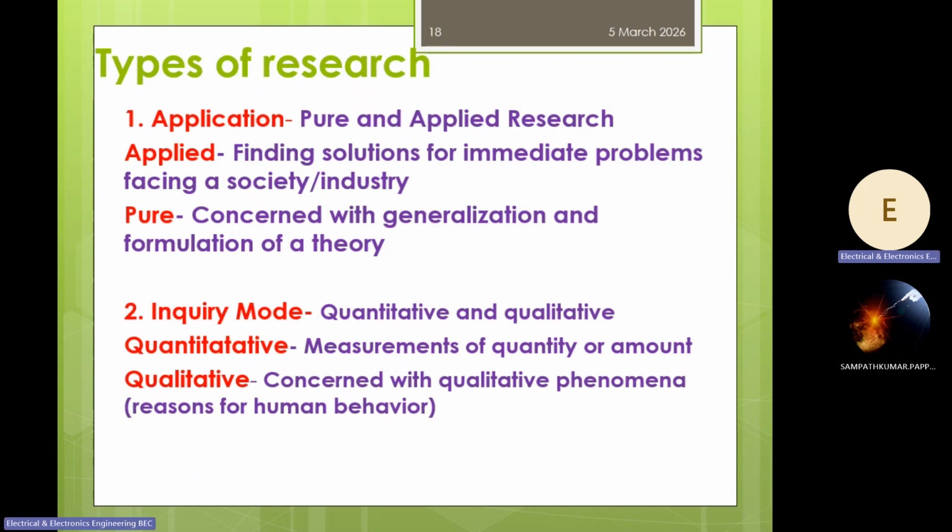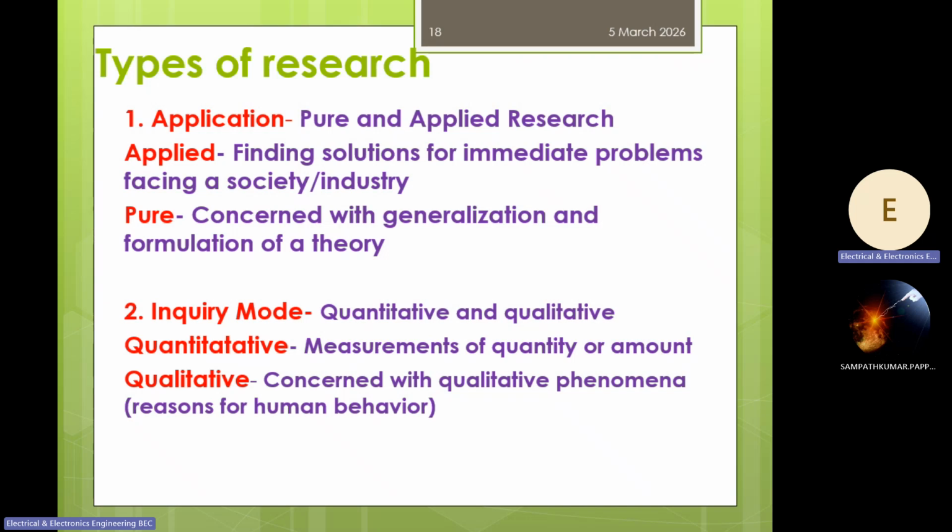So how many types of research will be there? Application oriented research will be there, and inquiry mode research. Application means it's pure and applied research. That means you should select a problem and you should do the hardware, and that hardware, how it can be implemented in real-time society. That's what is called application, pure and applied research. Finding solutions, so that is given here. Finding solutions for immediate problems facing a society, concerned with the generation and formulation of a theory.